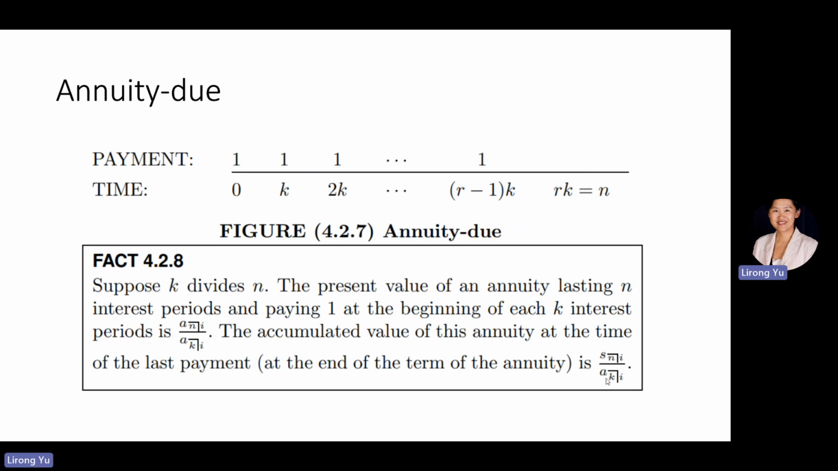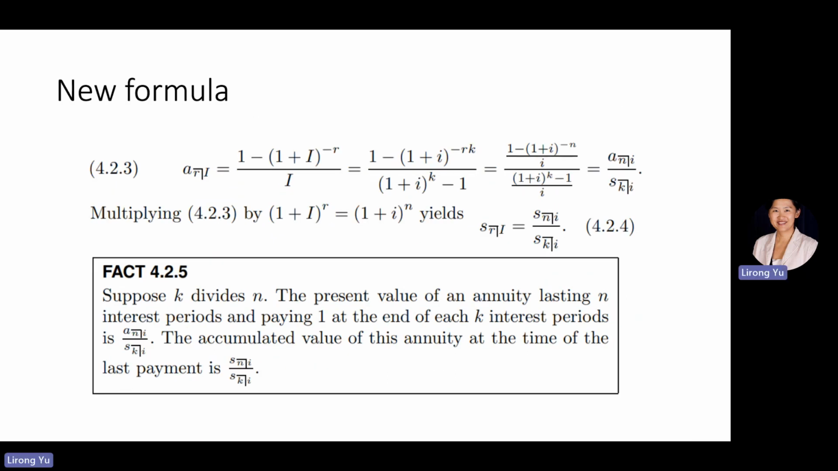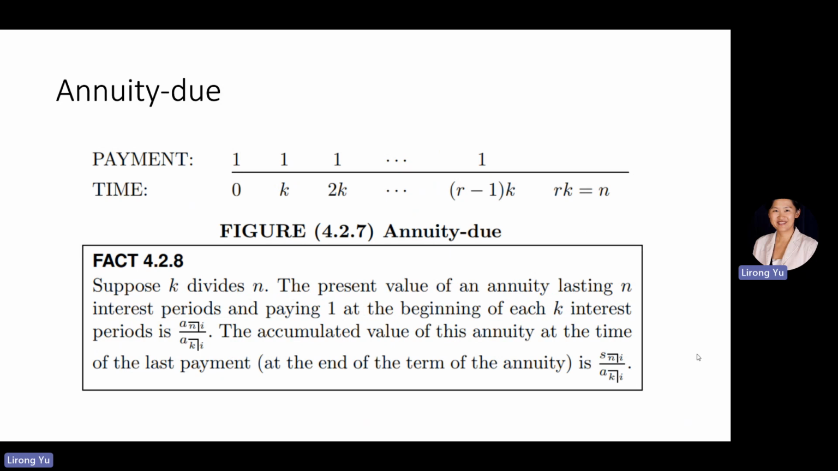So one of the ideas that we can get for annuity due is that the denominator is a_K, but for annuity immediate, which we get from here, the denominator is s_K instead of a_K. So I guess that's the part. All right. Because for a payment period, it is the growth factor from time 0 to time K.